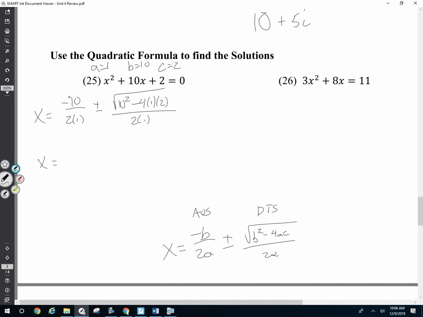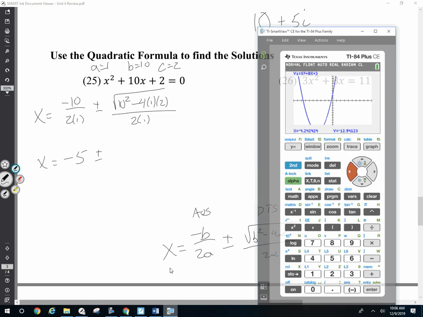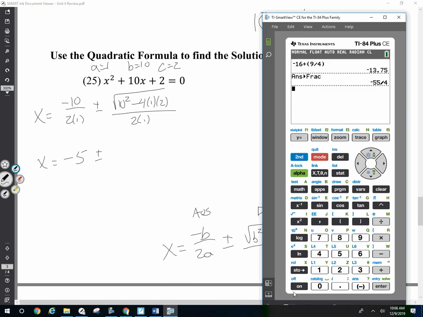So negative 10 divided by 2 is negative 5. Good. That's the axis of symmetry. This is where my vertex is going to be. Now, over here, figure out what's underneath the square root. Don't do it all in one step. Figure out 10 squared minus 4 times 1 times 2. I probably would use parentheses just to be careful. 92. Great.